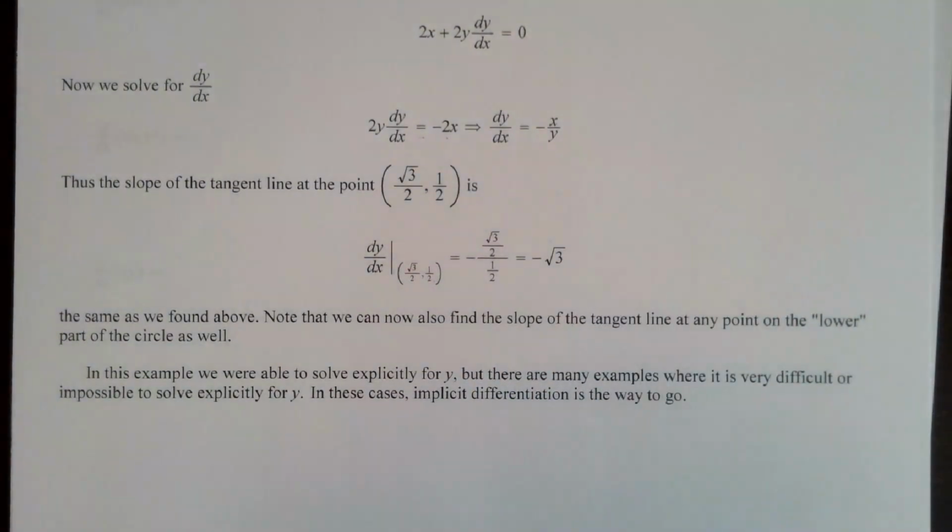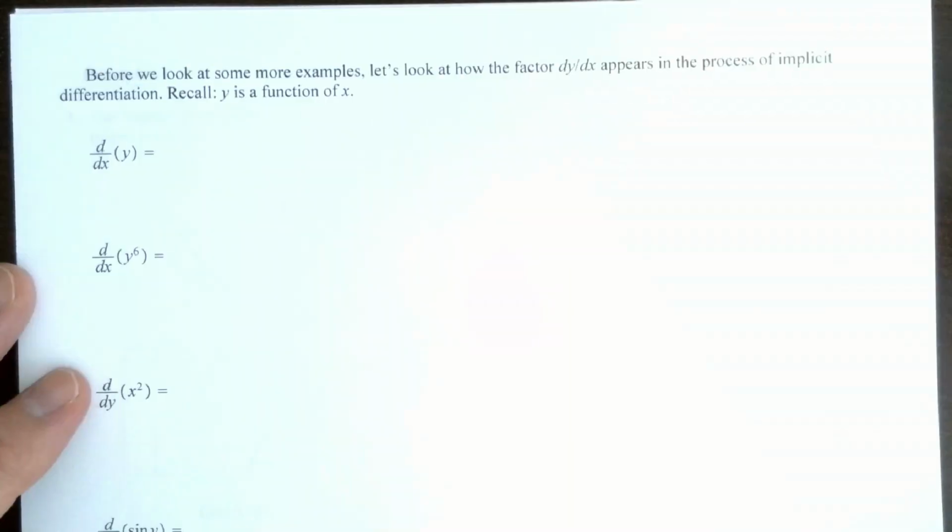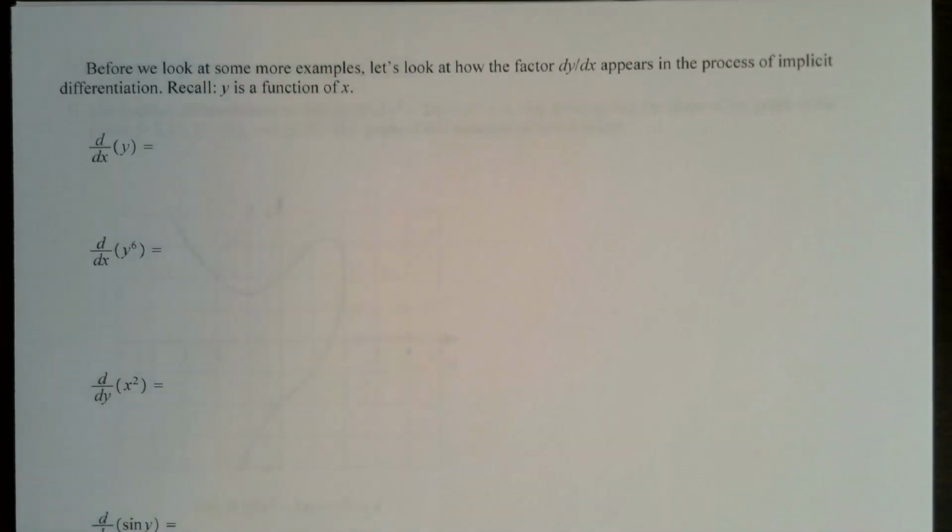So here was sort of to contrast the two methods to see how they work. Now, in this particular problem, we could have done it either way. But most of the examples we're going to look at, it's very difficult or impossible to solve explicitly for y. So in these cases, we have to really go with implicit differentiation. So that's what we want to look at. So before we do some examples, I just want to review some of the forms that will appear in the process of finding dy dx implicitly.